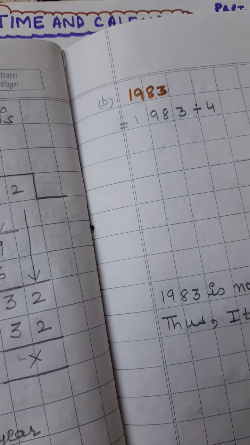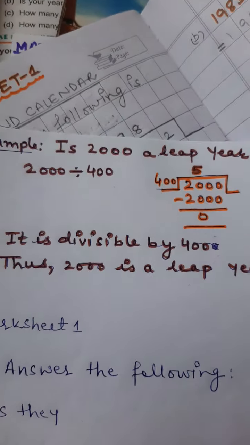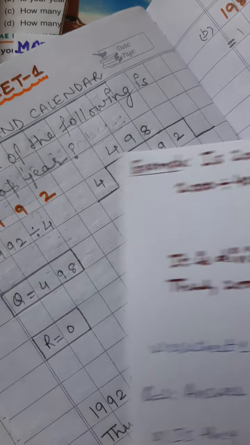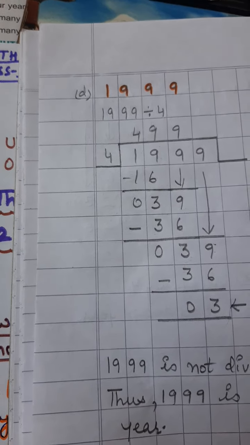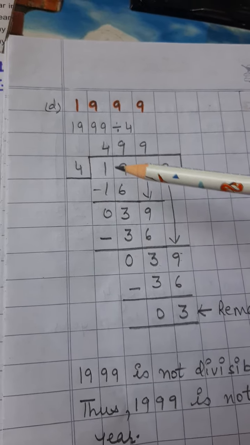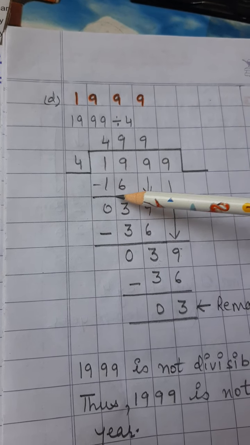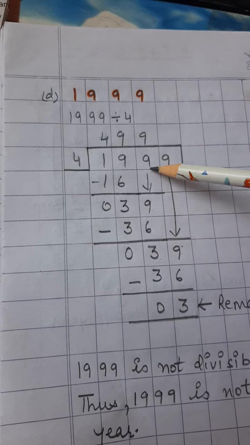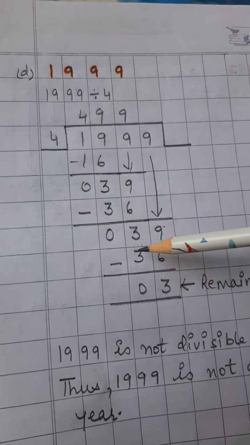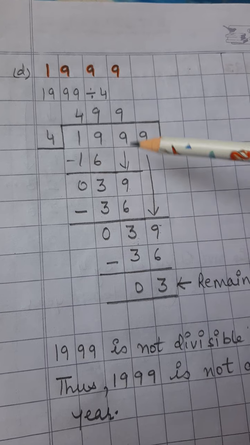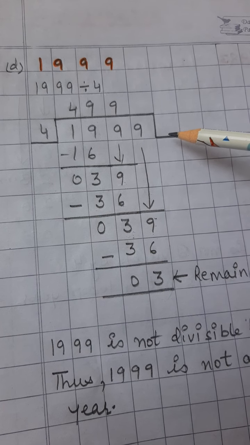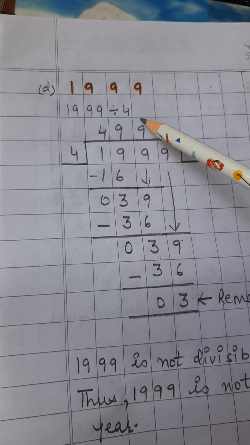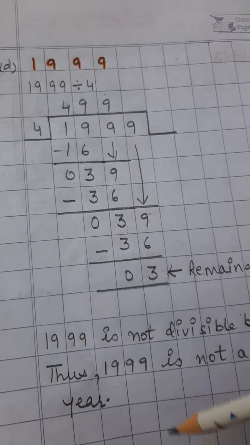The next, C part, is 2000. We have done it here. 2000 is completely divisible by 400. We divide it by 400 because it is a centurial year, and thus it is a leap year. D part is 1999 divided by 4. When you recite the table of 4, 4 4s are 16, after subtracting we get 3 here, bring down 9, 4 9s are 36, 3 is the remainder, bring down 9 again and the next 9 and it will become 39. So 4 9s are 36 and 3 is the remainder. Now there is no more digit to bring down. So this is the remainder. That means 1999 is not completely divisible by 4. So 1999 is not a leap year.